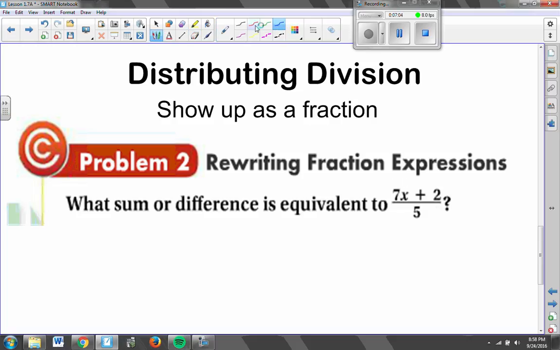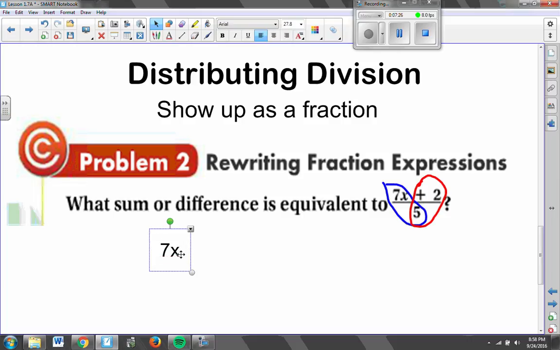So what I'm going to do is take the 7x that I see first, and divide it by 5, or write it as a fraction over 5. And then I'm going to take the positive 2 that it's attached to, and write that also as a fraction over 5. So what I'm going to end up with is 7x on the top of a fraction with a 5 on the bottom.